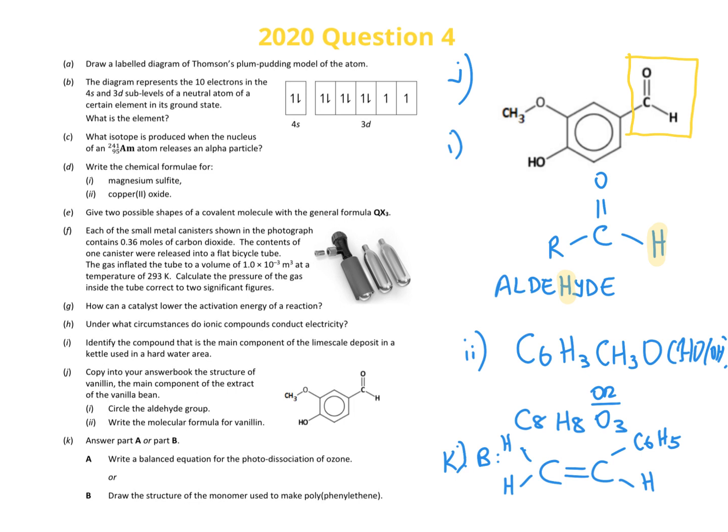Let's just assign the marks then for those last two parts. So for part J, there was 3 marks for circling your aldehyde group as requested, and then there was 3 marks for either of these chemical molecular formulae. And then for part K, it was a 6 mark all or nothing for the chemical structure. So that is the 2020 question 4.